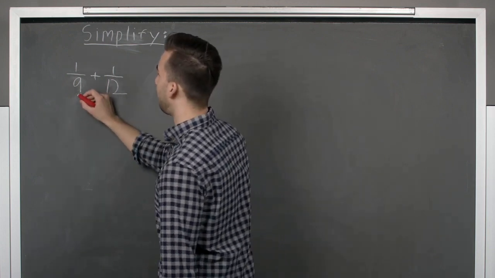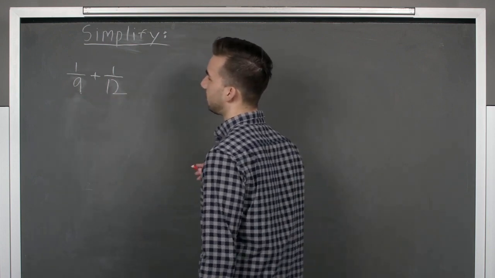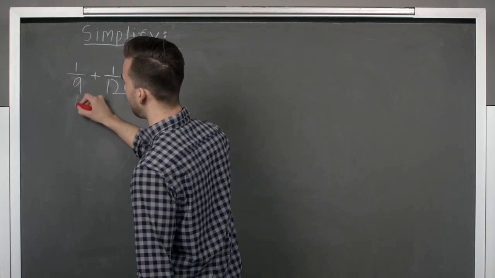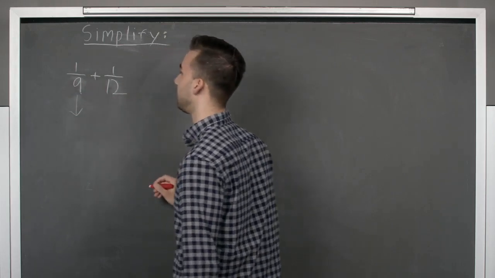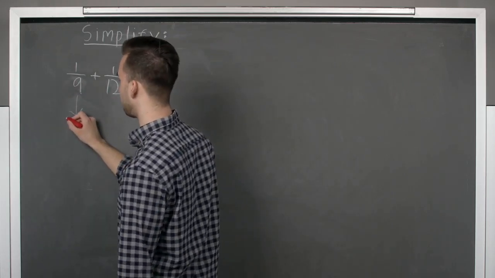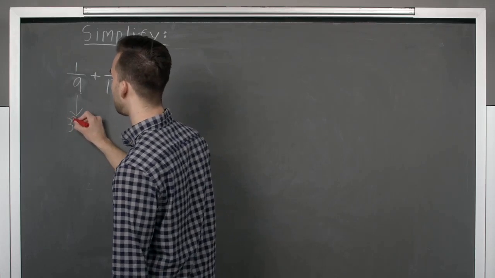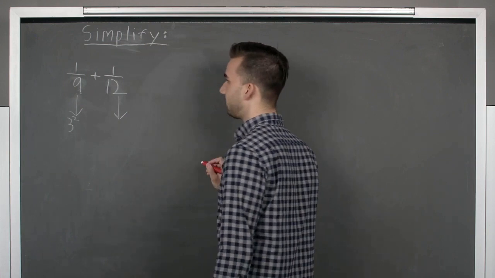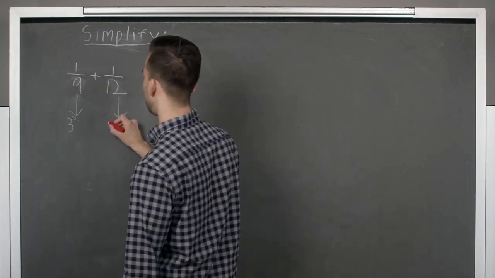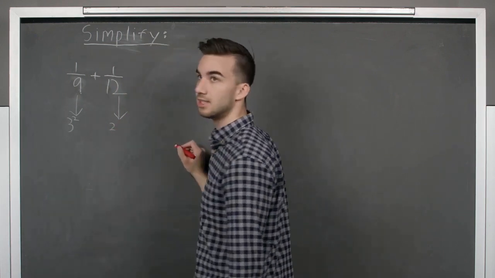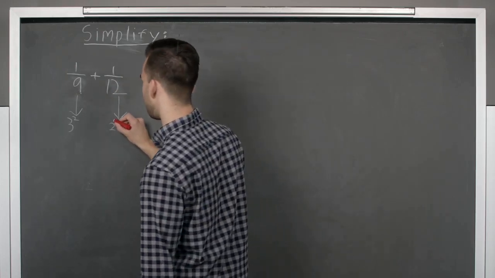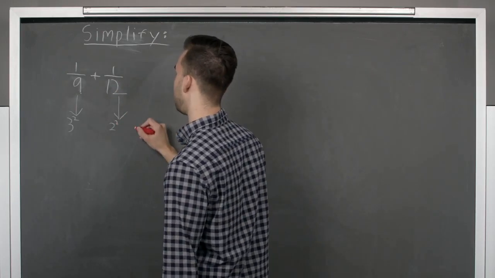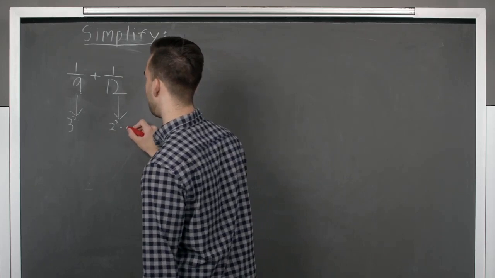So let's find the least common multiple of the denominators. If we take our 9, broken into prime numbers, that's 3 squared. And then for our 12, broken into prime numbers, let's see, 12 divided by 2 is 6. And then 6 we can also divide by 2, so we have 2 squared. And then we have 3 left at that point, right?